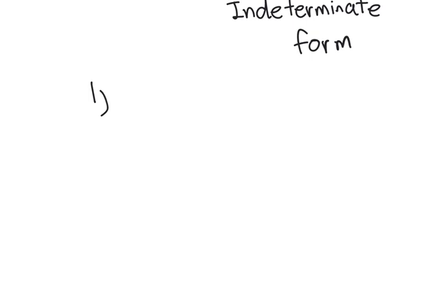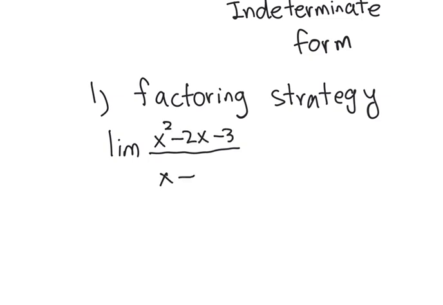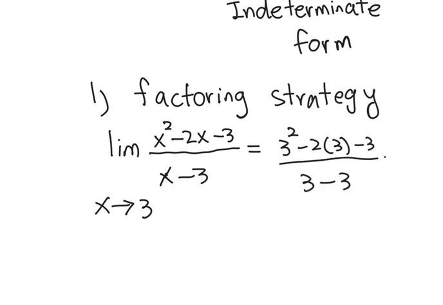If we have a rational function, we use the factoring strategy. If we have polynomial in numerator and denominator. So this is the example. As x goes to 3, let's evaluate the limit: x squared minus 2x minus 3 over x minus 3 is equal to 0 over 0, and as you see, it is indeterminate form. So if we have indeterminate form, we use the factoring strategy.